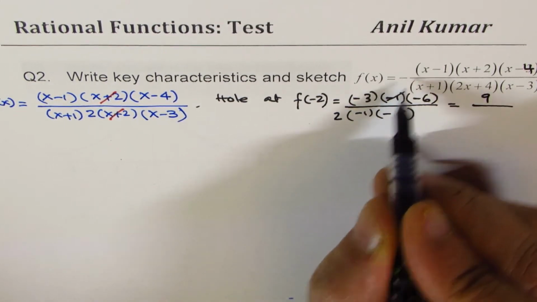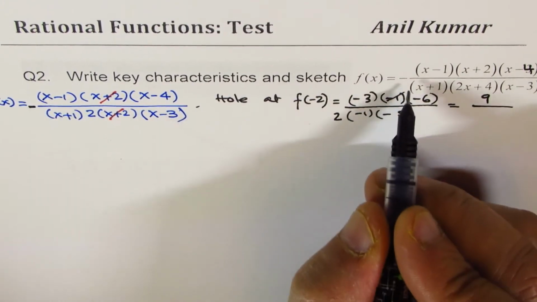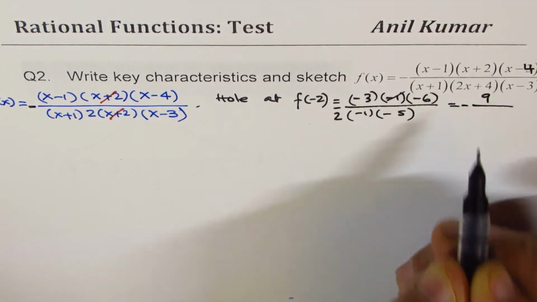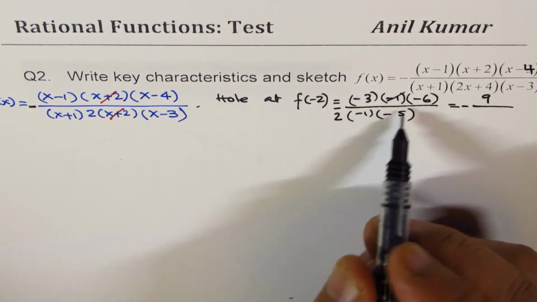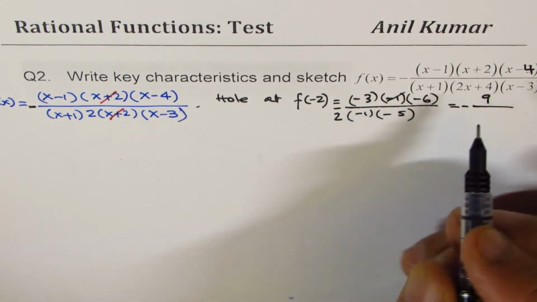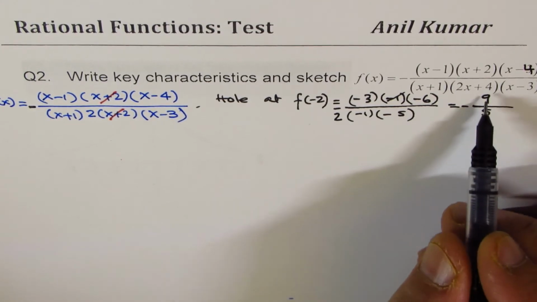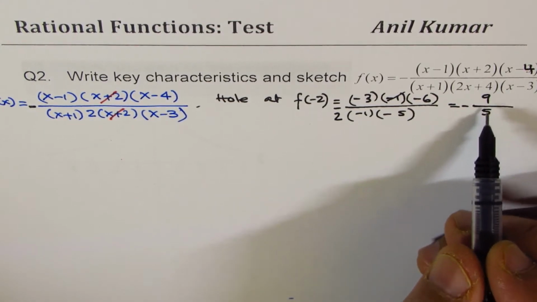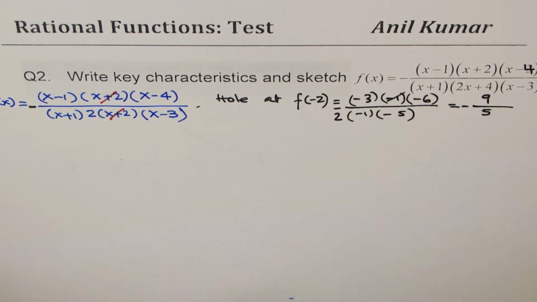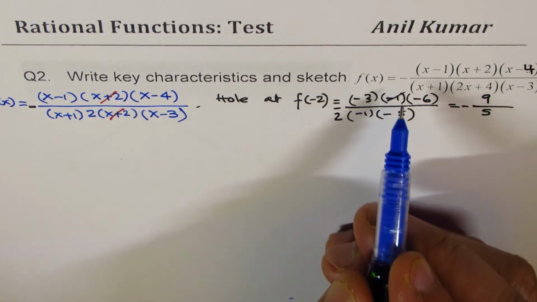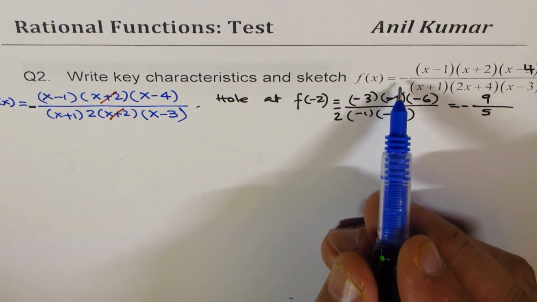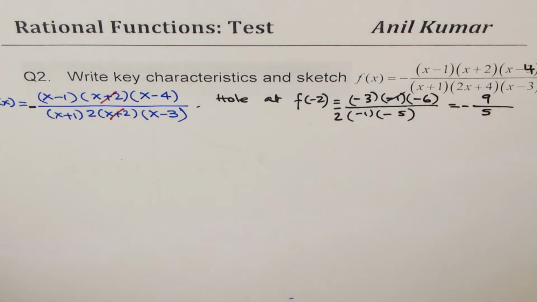Oh, I forgot to take this. Oh, there's a negative right in the beginning. So there's a negative. So we get negative 9 over, this becomes positive 5. Correct? So that is the position of the hole, negative 9 over 5. Close to 2, right? Okay. So good, we were forgetting this negative sign. There's a negative sign here.